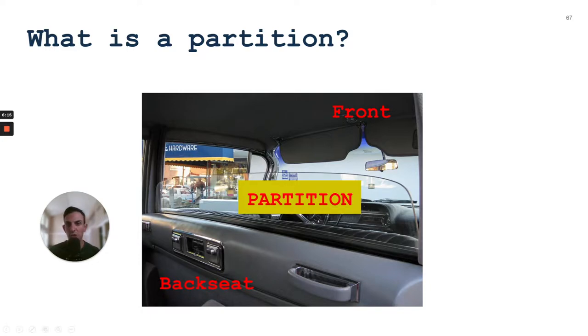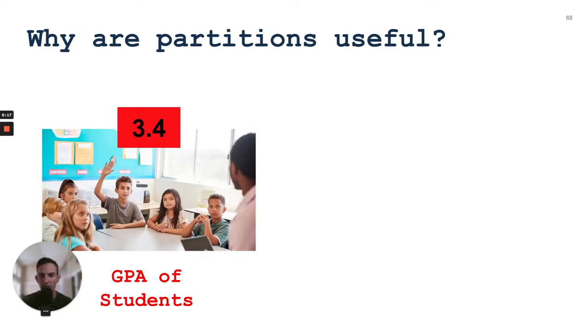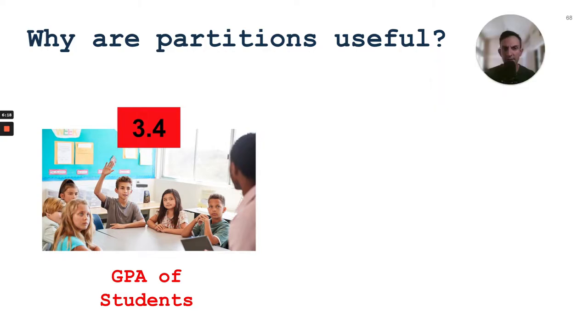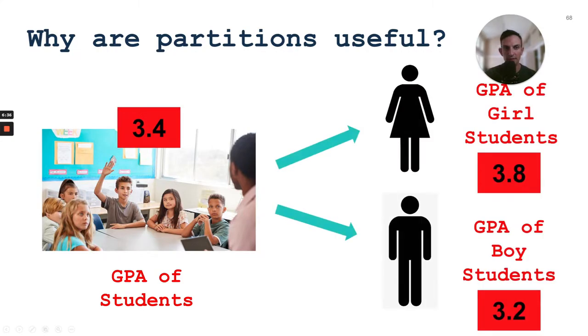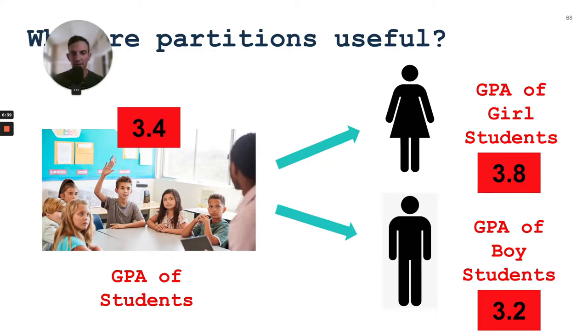So why is partitioning useful? Well, let's say you're a teacher and you have the GPA of all of the students in your class on an aggregate, a 3.4 GPA. And you're trying to triage what is causing the GPA to be low in your class. What you could do is you could introduce a partition. For example, you could partition on gender and find the GPA of the girl students and then the GPA of the boy students. This partition would allow you to see, hey, it looks like the boy students have a lower GPA.